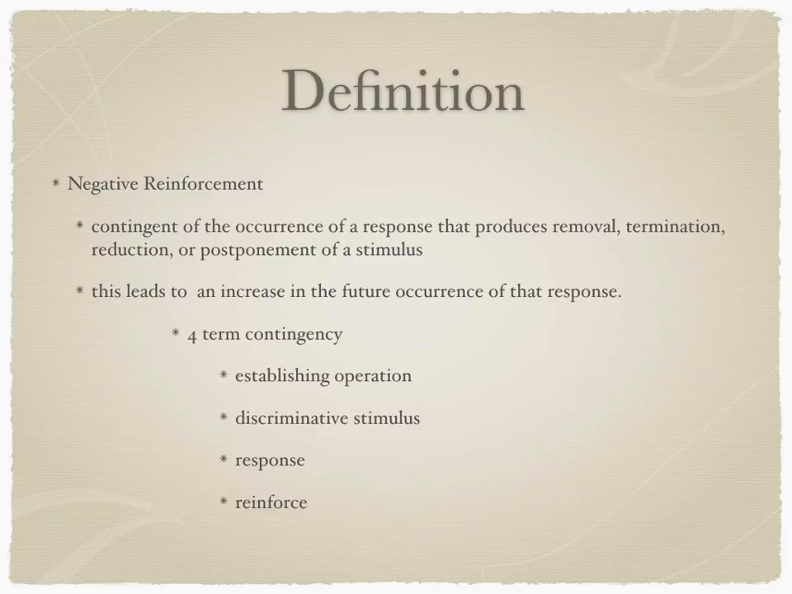The definition for negative reinforcement is that it is contingent on the occurrence of a response that produces removal, termination, reduction, or postponement of a stimulus. So this leads to an increase in the future occurrence of that response. And there are four term contingencies that you should be aware of, and that is establishing operation, discriminative stimulus, response, and reinforcer.